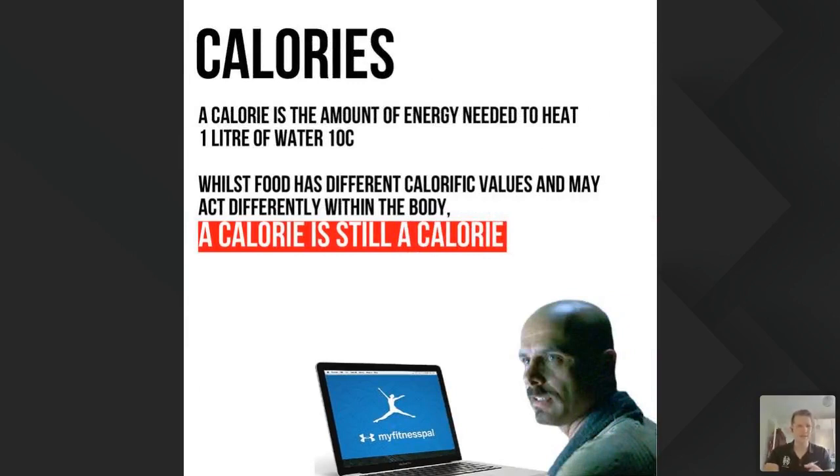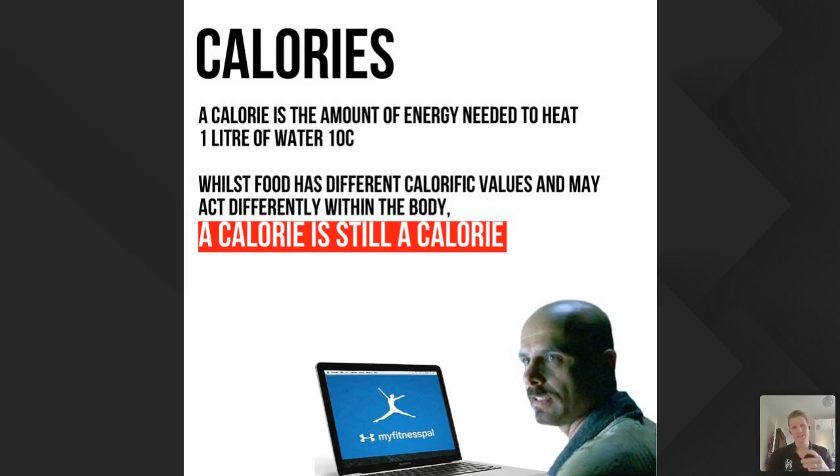Calories. So I had to cover this. A calorie is the amount of energy needed to heat 1 liter of water, that's meant to say 1 degree centigrade. I don't know why I put 10. So essentially, the amount of energy needed to heat 1 liter of water, 1,000 grams of water, by 1 degree centigrade, not 10 degrees centigrade.